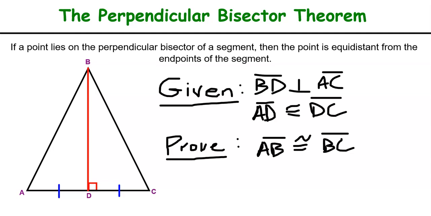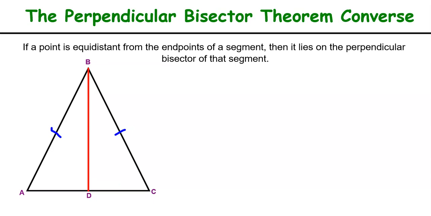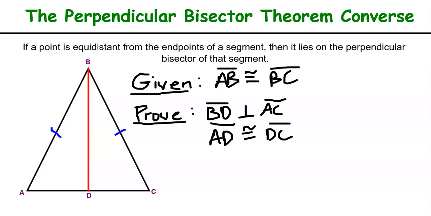What we are going to see now is the converse of the perpendicular bisector theorem, which, again, with the converse, is just flipping the if and then statements, saying that if a point is equidistant from the endpoints of a segment, then it lies on the perpendicular bisector of that segment. In other words, if we know that AB is congruent to BC, where BD intersects the segment AC, and that is true for every point on BD, then BD is perpendicular to AC and AD is congruent to DC. Go ahead, pause the video, copy this whole slide down, come back when you're ready to move on.